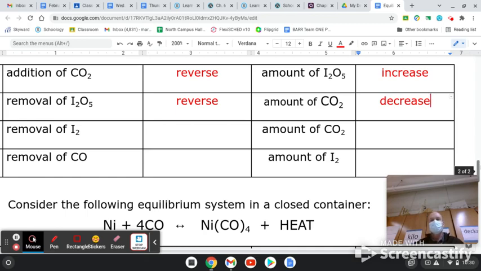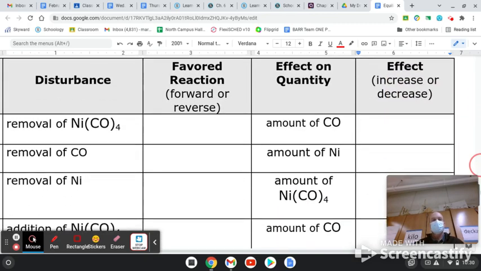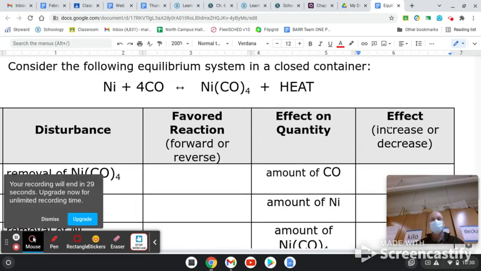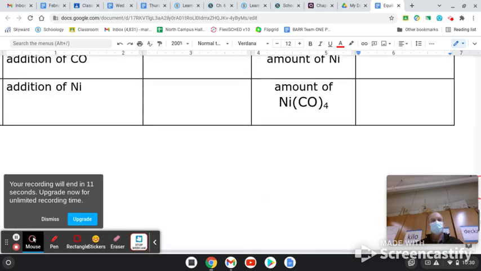All right, so I did a few there. Go down here. Now here, notice how there's heat on this one. Just think of heat as a product on this side. So if I add heat, it'll shift to the left. If I remove heat, if I cool the system down, it'll shift to the right to replace that. So we can think about heat as, in this case, a product there.